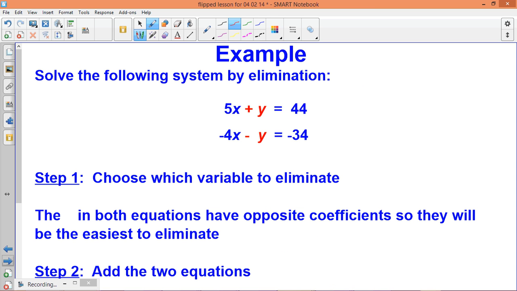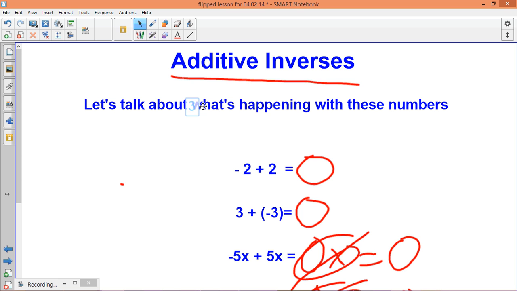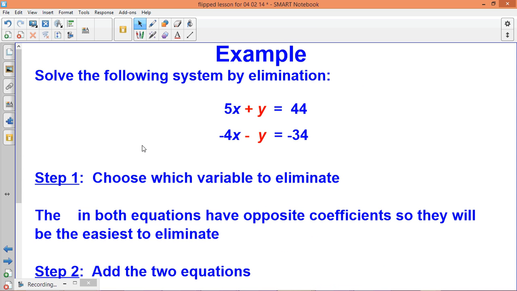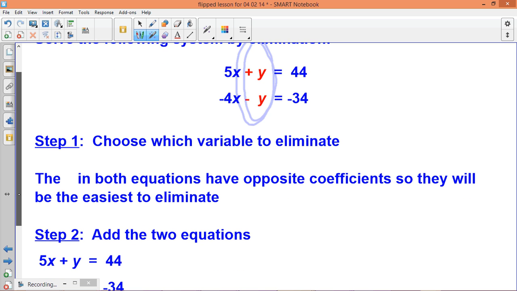Okay, so we're going to solve the following system by elimination. I've got 5x plus y equals 44, and -4x plus minus y equals -34. Notice what's highlighted in red. These two terms are additive inverses of each other, plus y, minus y. If I add those together, I'm going to get 0, and that's really what I'm looking for.